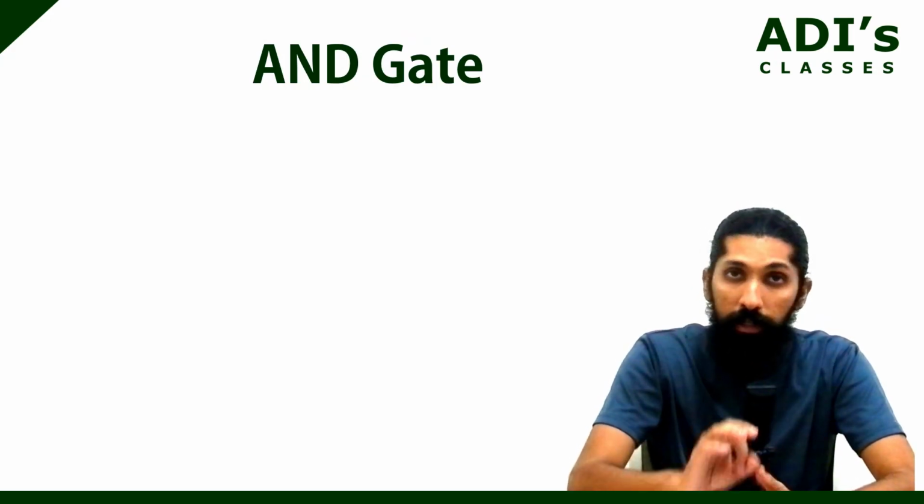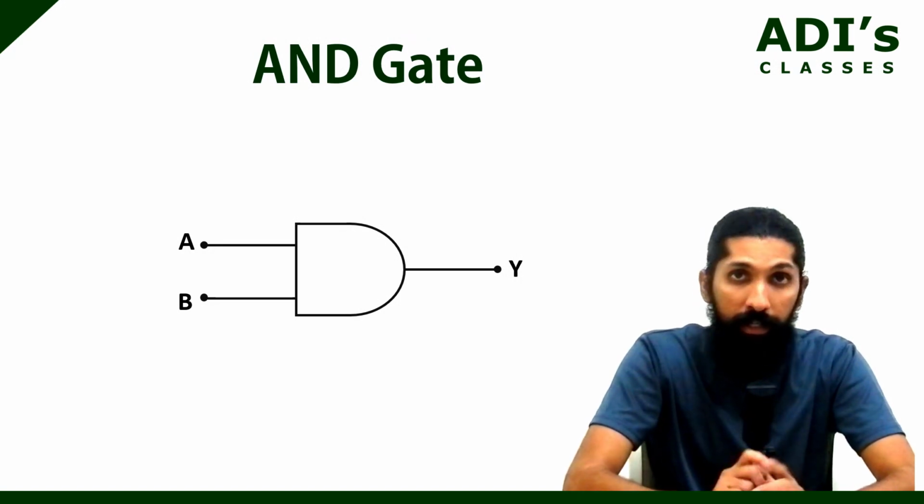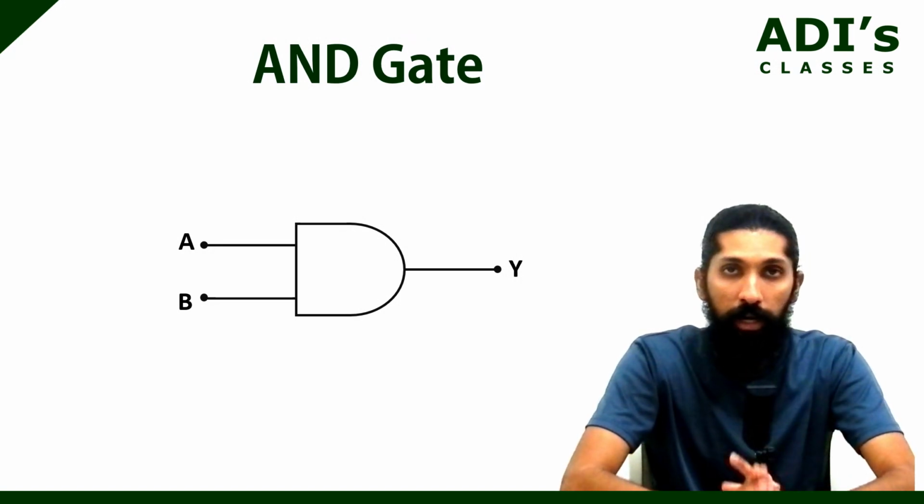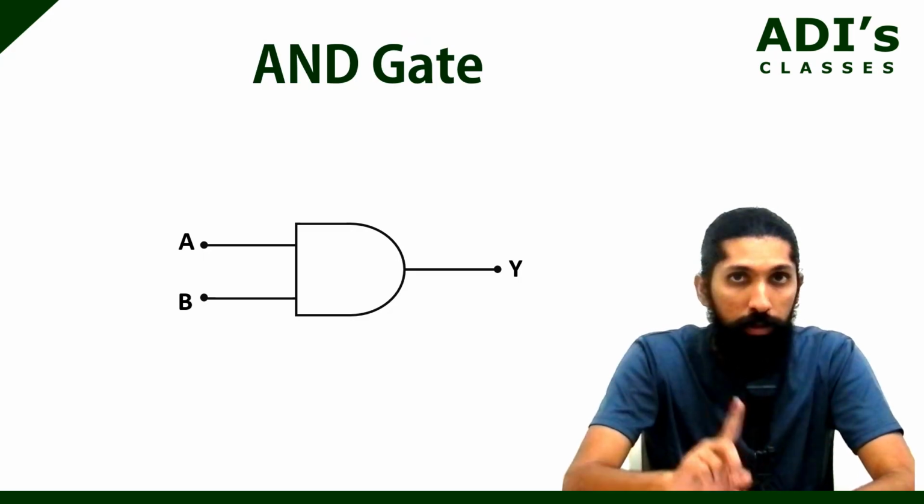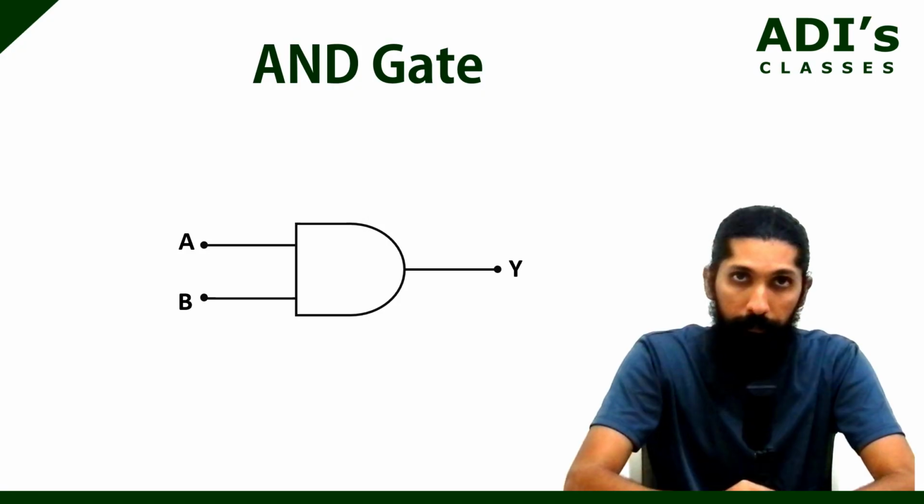Mainly there are three types of gates. First one is an AND gate. This is the representation of an AND gate. You have two inputs, you have one output. Two inputs A and B, one output is Y.